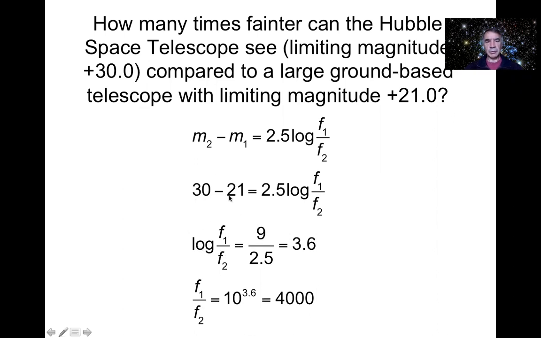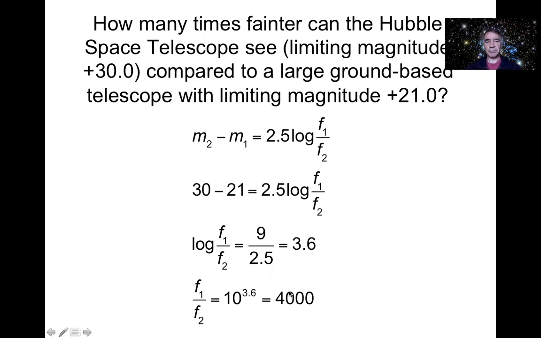So the difference is 9 divided by 2.5, which gives us 3.6. And then we just need to inverse log this in order to get the answer. So f1 over f2 is 10 to the 3.6, which is around about 4,000. So effectively the Hubble Space Telescope could see 4,000 times fainter objects than the ground-based telescopes could at the time.